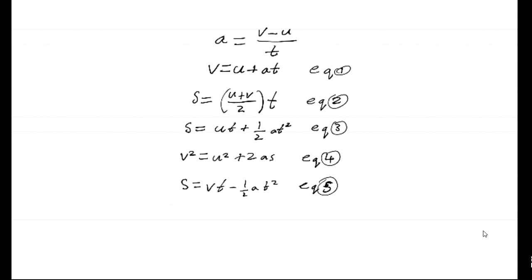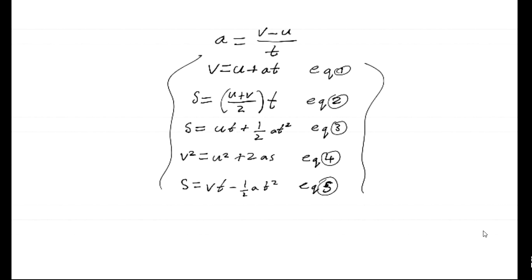Now, you need to learn these equations. They're pretty important. However, these equations only apply when the acceleration is uniform. That's when you can relate into kinematics. When the acceleration is not uniform, you cannot use these equations.